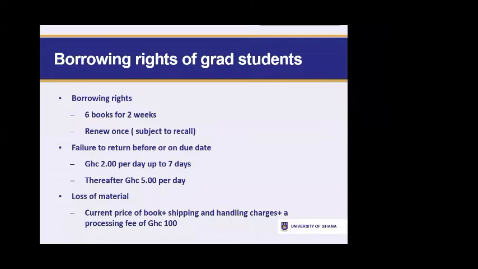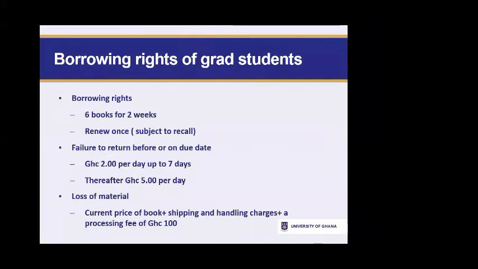Borrowing rights of graduate students. Please take note of what's on the screen. You can borrow 6 books if you happen to need some hard copies, for 2 weeks. You can renew them once, and then the books will be recalled, meaning that the library asks you to bring them back. Failure to return on or before the due date attracts a fine of 2 CDs per day, up to 7 days. So it means that for the first week, you pay 2 CDs every day. Thereafter, after the first week, it increases to 5 CDs a day.